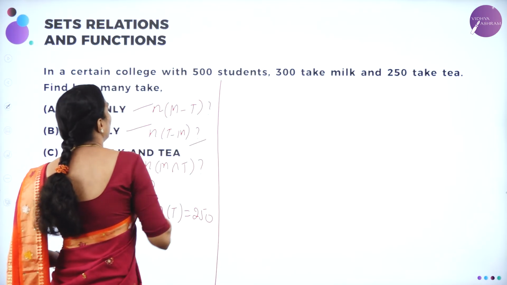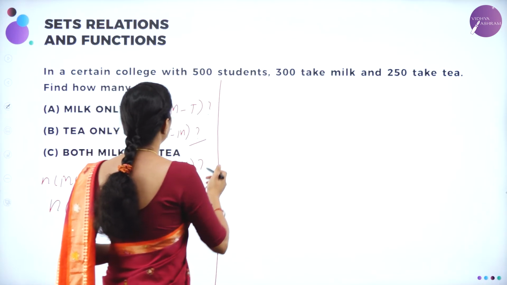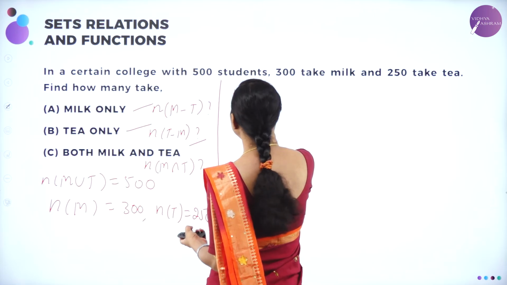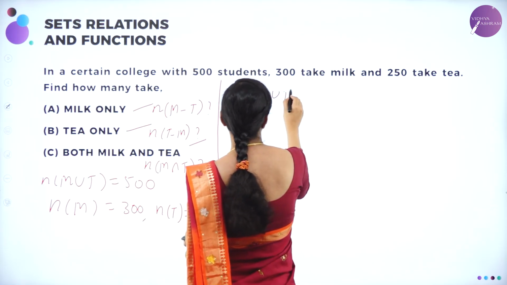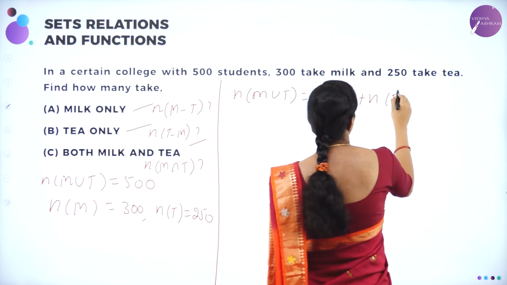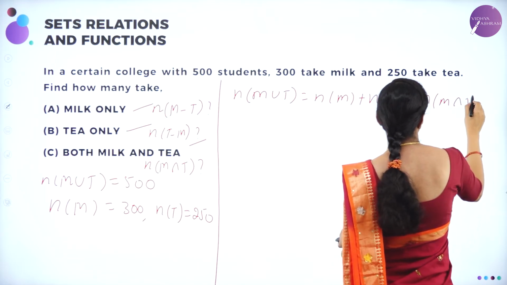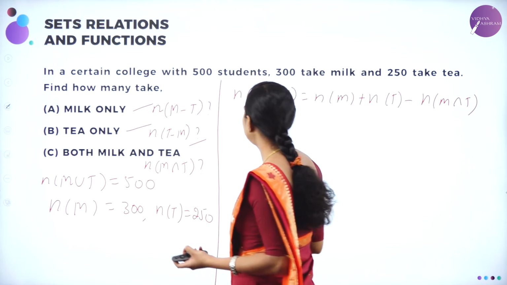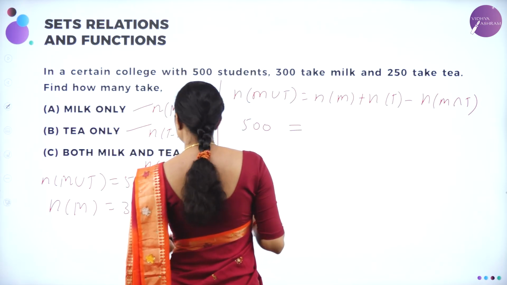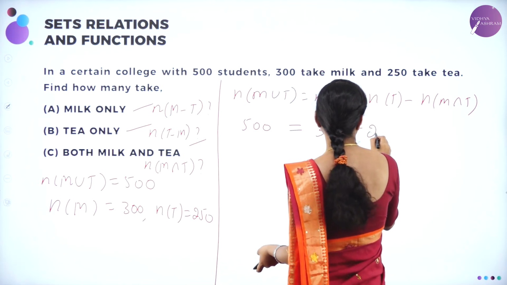What is this? Let me find out by using the formula here. What is the formula I can have? First, let me write out the formula. We know that N of M union T is equal to N of M plus N of T minus N of M intersection T. Let me substitute here. 500 is equal to N of M, which is nothing but 300, plus N of T, which is nothing but 250.